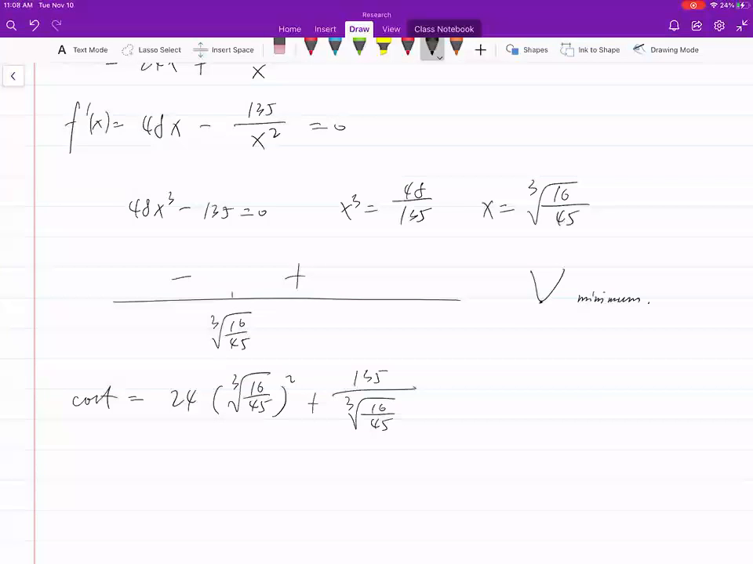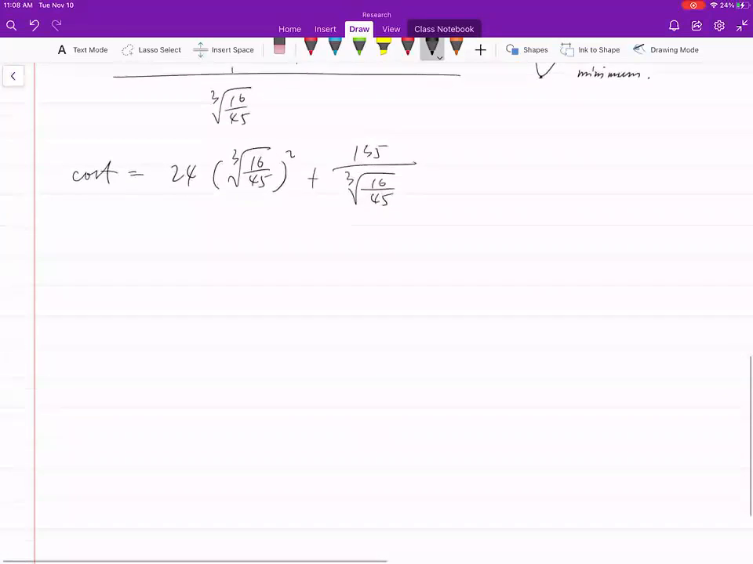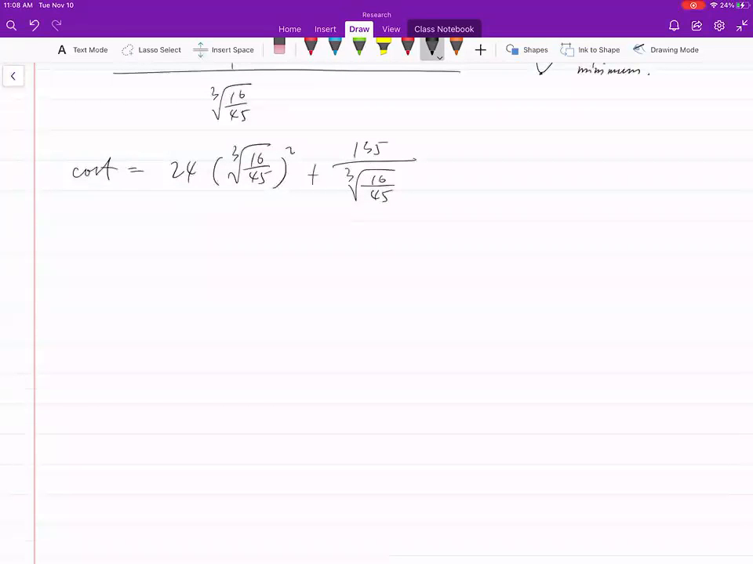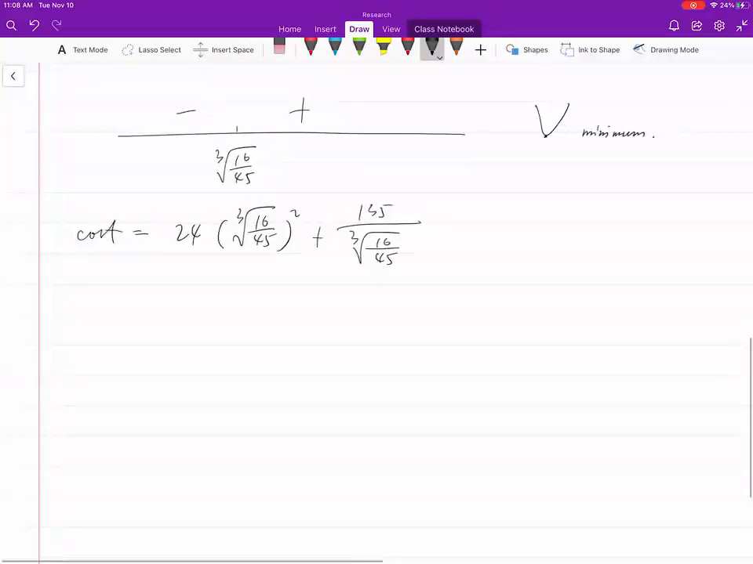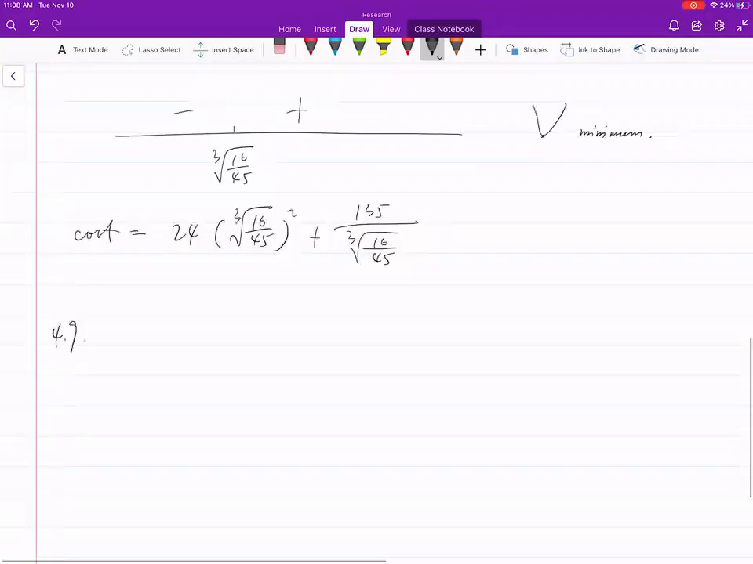All right. We finished 4.7. We did all the applications of optimization, which is pretty awesome. And 4.8, now we're in 4.9. Antiderivatives. Okay.